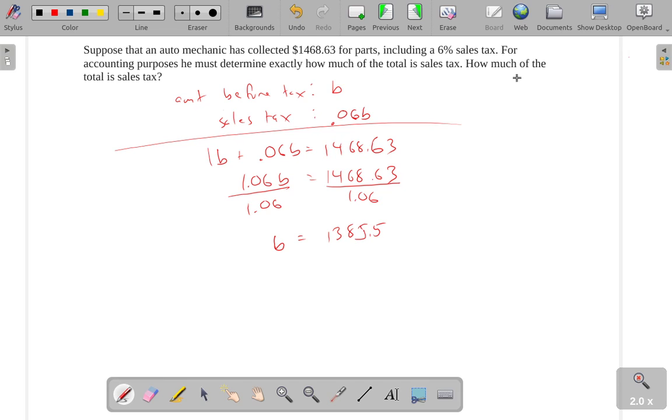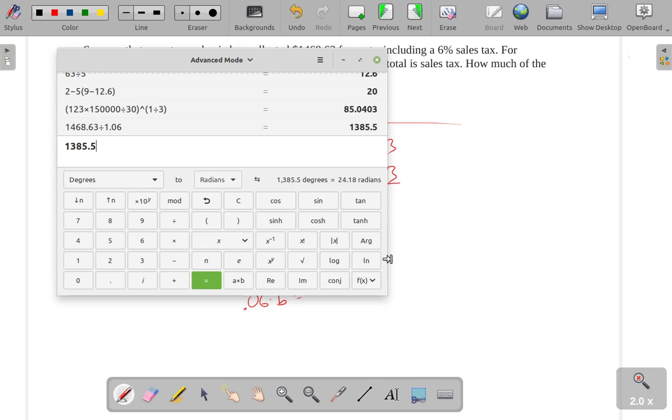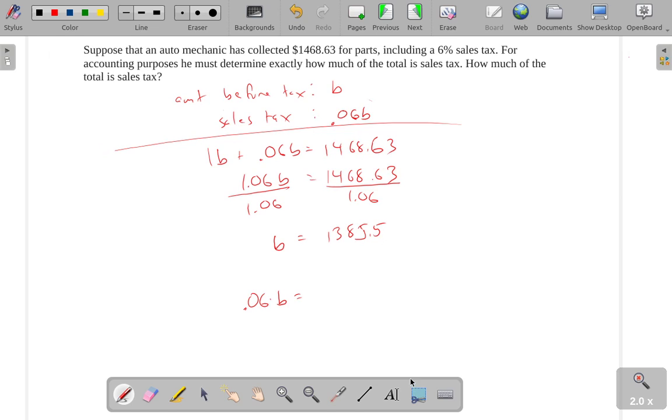Let's read back through and see what the actual question was. How much of the total is sales tax? So we're not actually being asked to figure out what was the amount before tax. We were asked to find out what this number is. So I'm going to go ahead and take 0.06 times b, multiply this number by 0.06 to get $83.13. And that would be my final answer here.